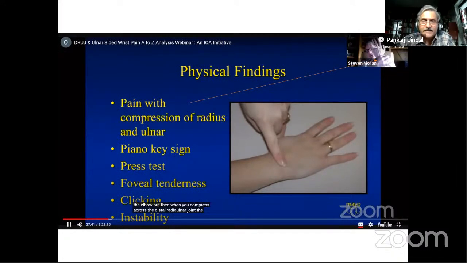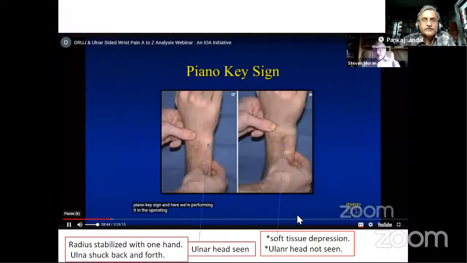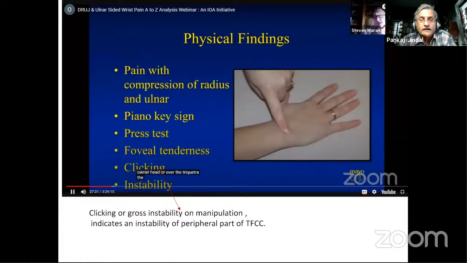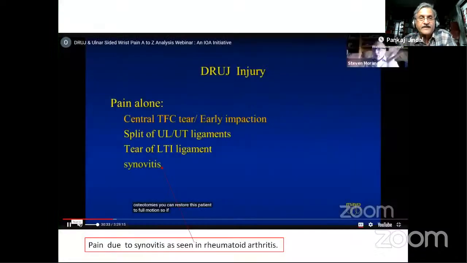In the examination, another important thing that he mentioned was about squeezing here. If you squeeze, probably you will be able to find out if the patient has an early onset of arthritis. Then the next thing he mentioned: the patient's complaints can fall in three categories: pain alone, pain with instability, and pain with arthritis. If pain alone is the presentation, it is probably the central part of the TFCC which is affected. If it is pain with instability, it is probably the peripheral part, the volar or the dorsal radioulnar ligament, which is damaged. In pain with arthritis, of course, the joint cartilage is involved.